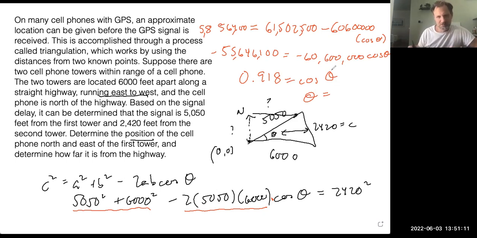Okay, it looks like 156 degrees. Something doesn't feel good about that. Make sure I got my negatives right here. 55,646,100, 0.600,000. Our cosine of that. Inverse cosine. Oh, okay, 23.3 degrees.